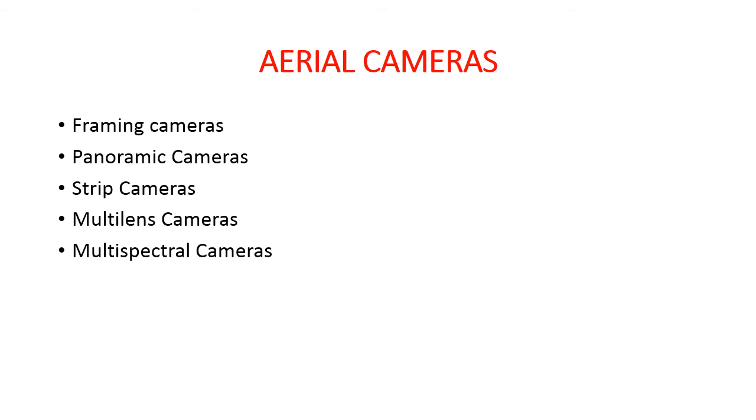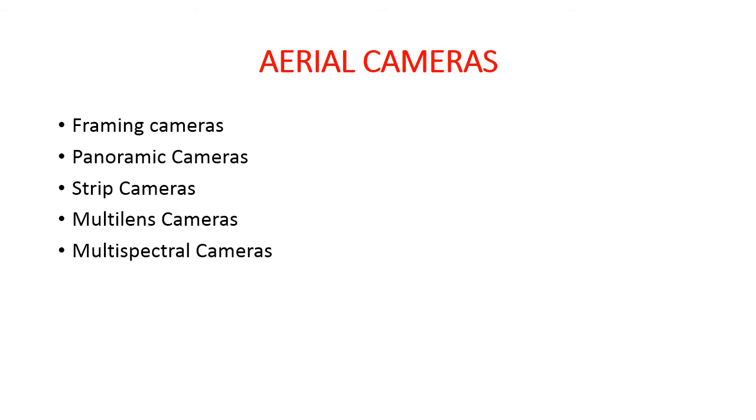Multispectral cameras: the reflected light is divided on the basis of wavelength and separately recorded on different films. In this camera the light which is reflected from the object is recorded as per the wavelength on different films. A special type of film is used that allows only those rays to pass that are specified in the lenses.